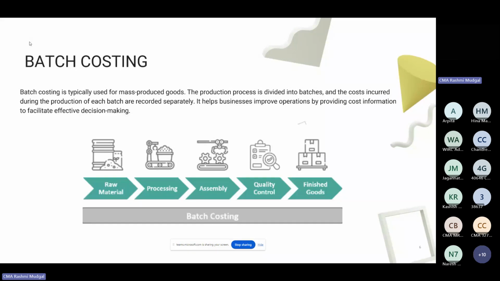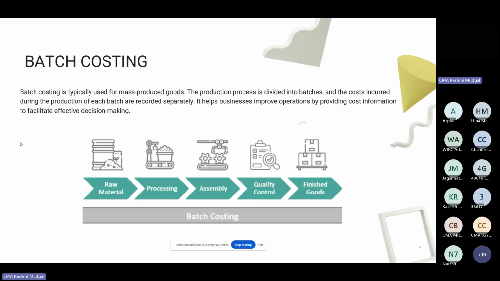How do we come to know the batch cost, how the batch costing works. Firstly, they take the raw material, they start processing, they start assembling, they do all the quality control and finished goods. A batch contains the end-to-end process. It is not the part of one machine or two machines. It is an end-to-end process where raw material enters the factory and goes to finished goods stock, or maybe to the sale.